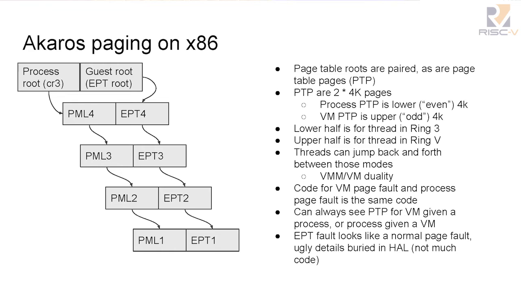If I fault on a page in a virtual machine, I walk down there, and if I want to get some idea of what the process is going to let me do, I subtract 4K from the address of the page table entry, and I can see what the host page table page is. This actually got implemented in an afternoon. It was so damned easy to do, and it immediately cleaned up the whole problem of managing paging from virtual machines and processes.